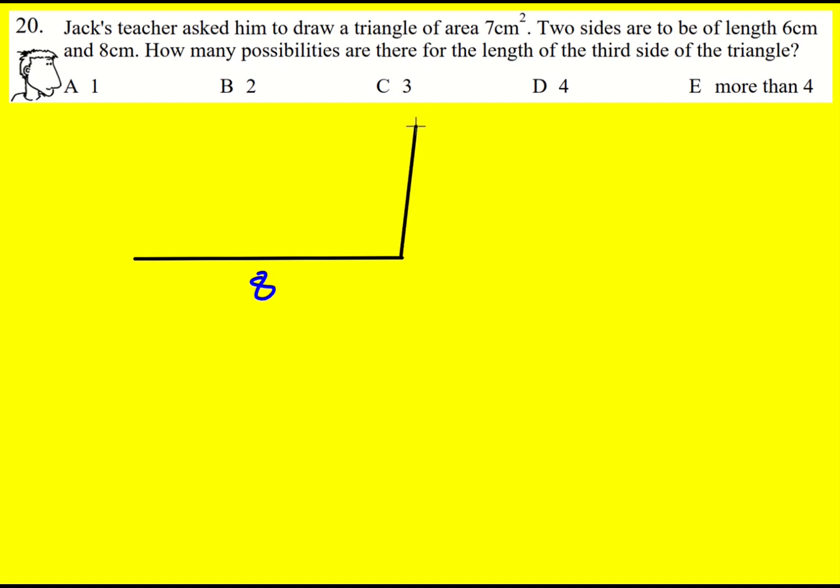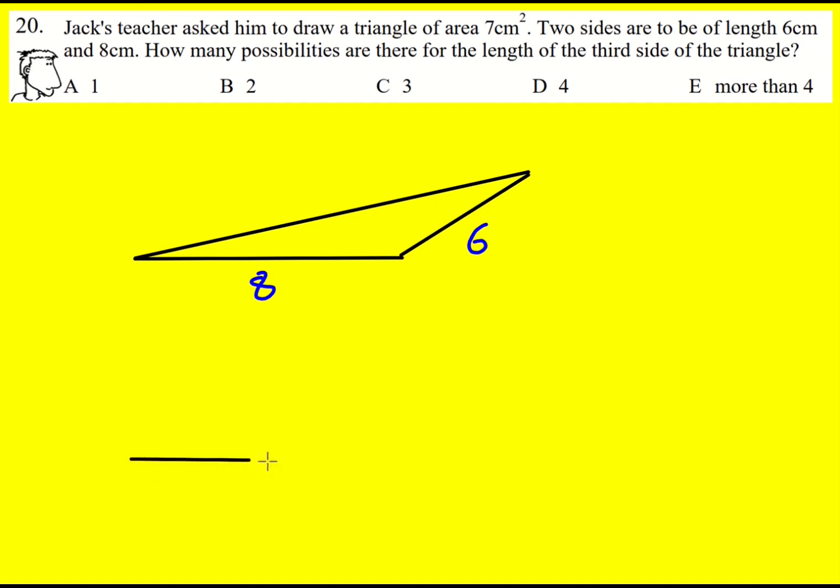But as I bring it round, the area is going to decrease as the perpendicular height of the triangle decreases. And there's going to be a point where I hit 7. The reason being, if I bring it all the way down to the bottom, it's going to hit 0. So there must be somewhere between 24 and 0 where I will get to 7. I'm not saying this is drawn accurately or anything, but that is definitely going to be a possible triangle.